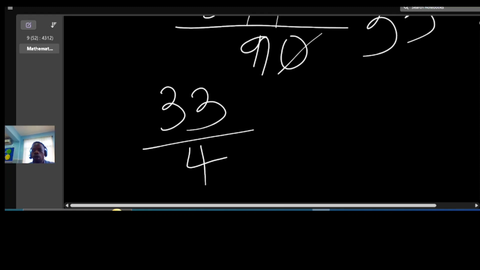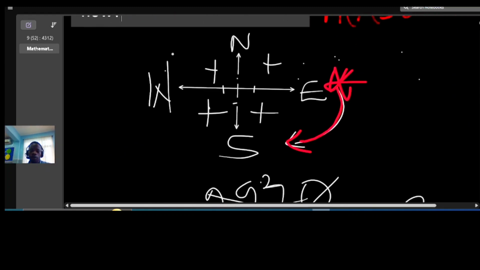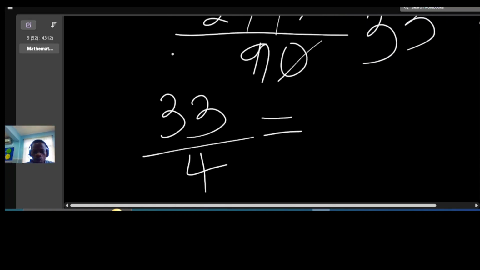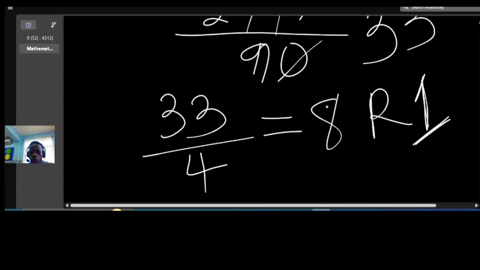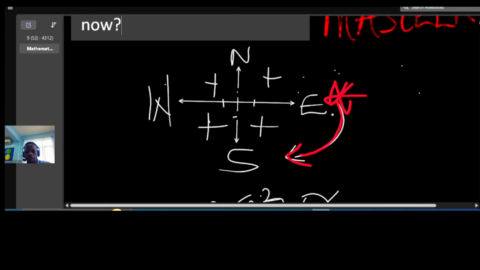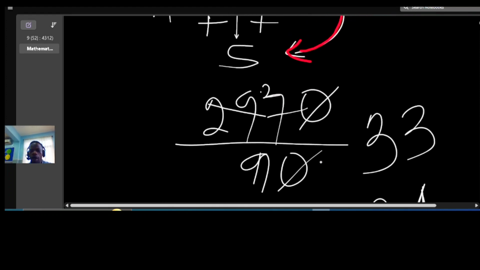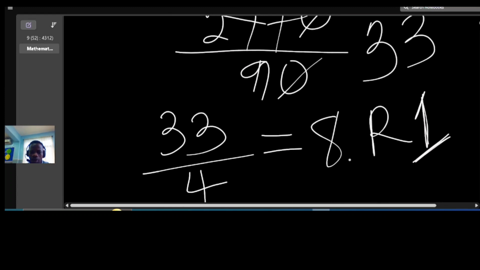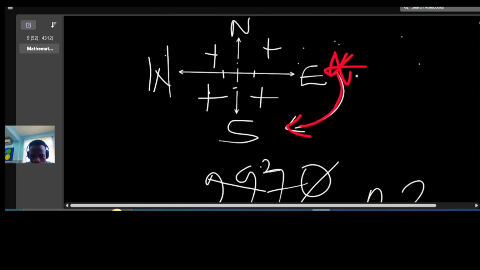Don't forget, whenever we work like this, it's an application of modular arithmetic in mathematics. So 33 divided by 4 gives us 8 remainder 1. This 1 is our answer, since we are left with 1. That implies that from the east, it's going to move around the quadrant 8 times and get back to the east.